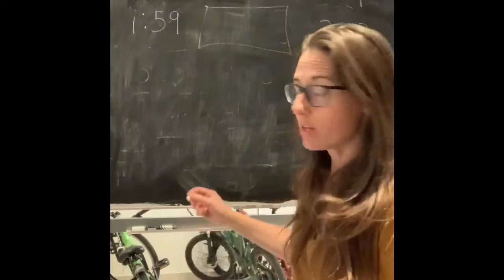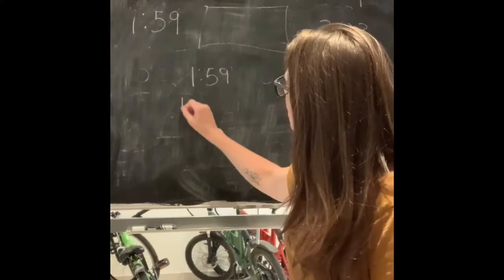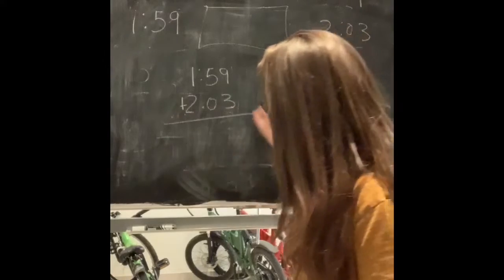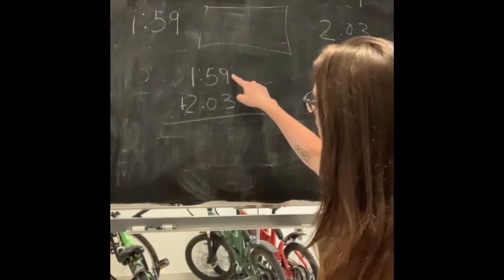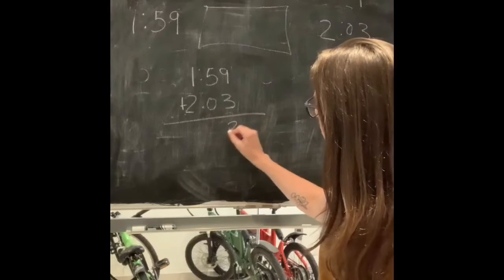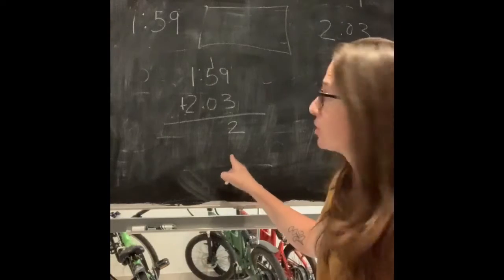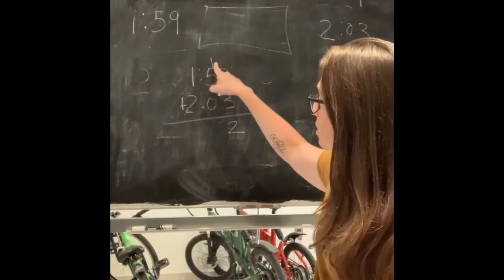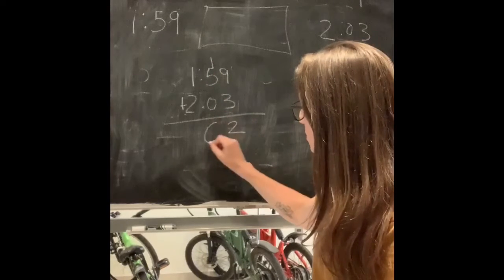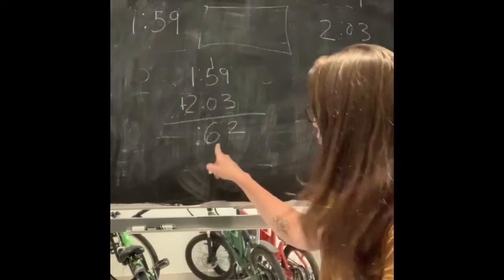This is where it could maybe get a little bit trickier. So 1:59 plus 2:03. Okay. Well, 9 plus 3, so 9, 10, 11, 12. So I'm gonna take that 10 here and I'm putting it up here. So then I have 10 plus 1 ten plus 5 tens equals 6 tens. Uh-oh. So now I have 62.